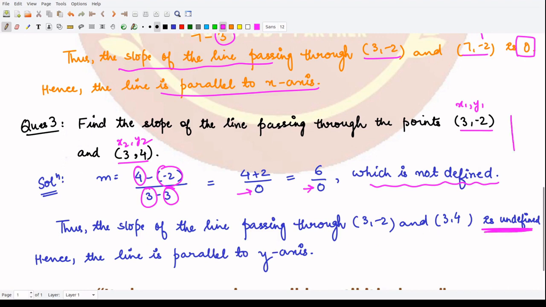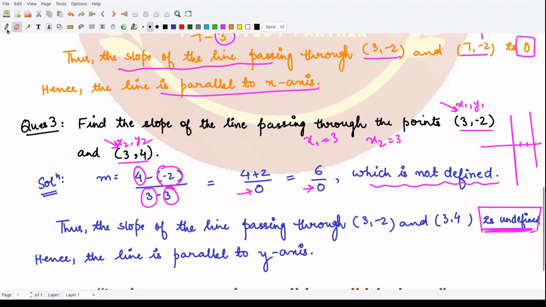Moreover, if you draw it on the coordinate axis, here you see the value of x is constant. For x1 it is 3, for x2 it is also 3. So x is remaining constant: 1, 2, 3. That means your line will pass through this point, so it would be parallel to the y-axis, and hence its slope is undefined. So this is how you solve this.